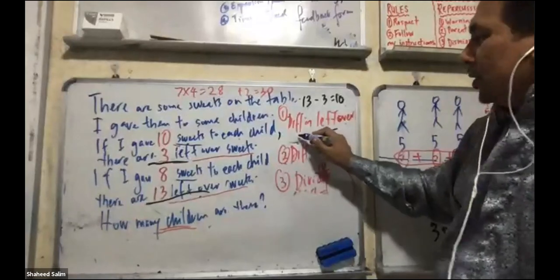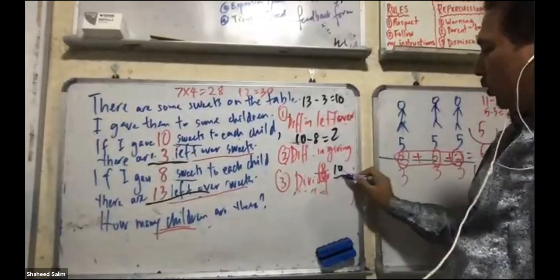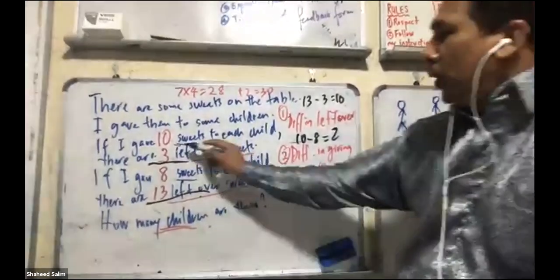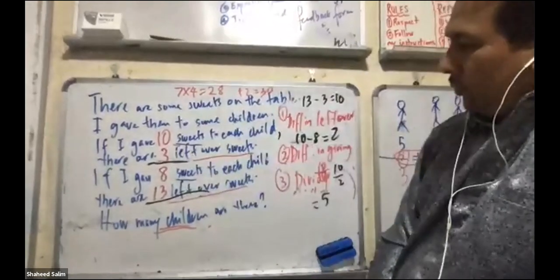Sorry, 10 minus 8 is 2. Then 10 divided by 2, you get 5 children. So how many sweets are there if they ask you? Well, take 5 children, 10 times 5, 50 plus 3, 53.